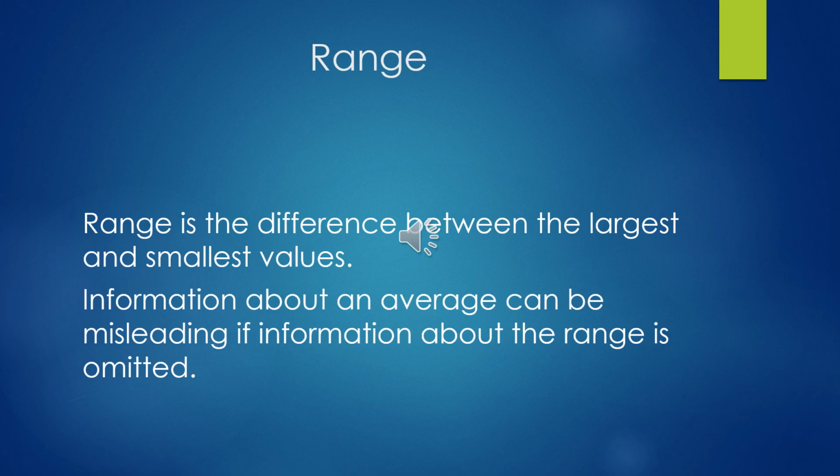If we know the average of a set of data, that's important information, but it can be misleading if we don't know about the range of the data. That is, the difference between the largest and the smallest values in the data set. Here's an example to show you how that could be important information. If we don't know the range, we might draw a faulty conclusion.